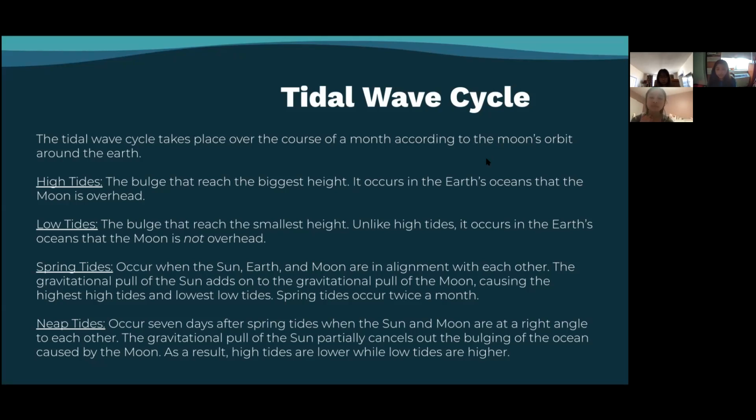And then we also have the neap tides, which occur 7 days after the spring tides when the sun and moon are at a right angle to each other. Just like what we mentioned with the 90-degree angle. The gravitational pull of the sun partially cancels out the bulging of the ocean caused by the moon. And then as a result, high tides are lower while the low tides are higher.